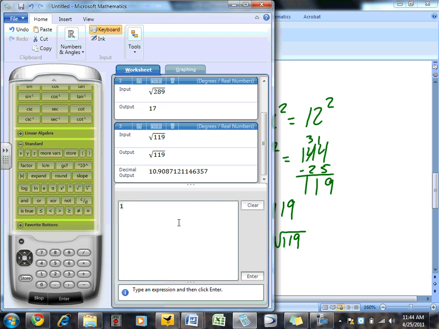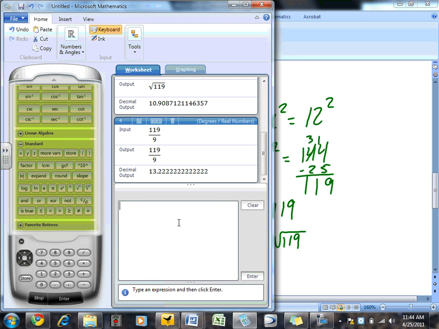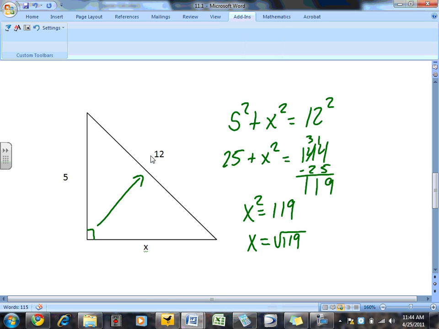Okay, so we can check. Well, 119 divided by 9. Does that go into it? No. 119 divided by 16. And we can check all the perfect squares. I'm going to tell you right now that none of them are going to go into it. It's actually 119 is not divisible by any perfect square, so we're not going to find any perfect squares that go into it at all. So our answer is just x equals the square root of 119.